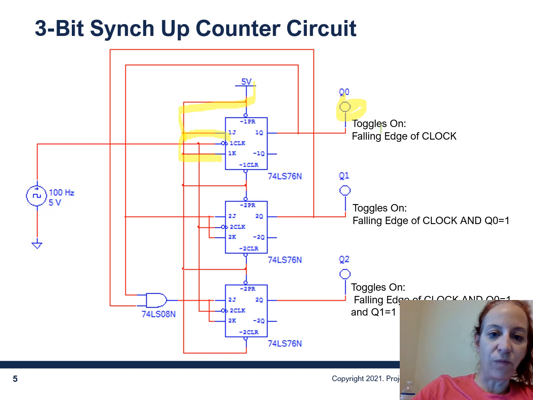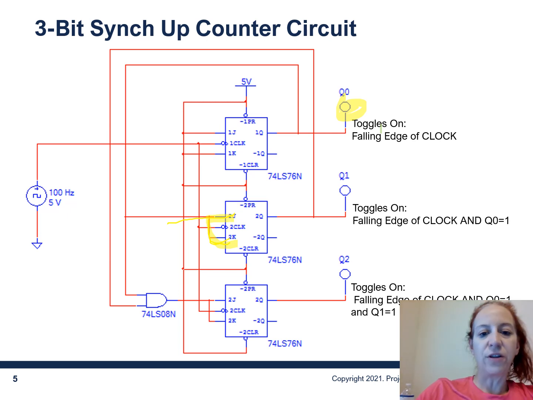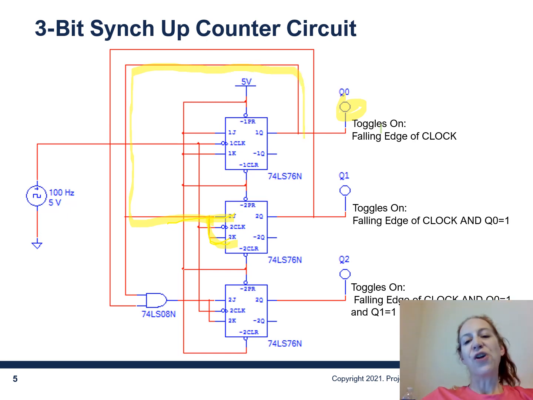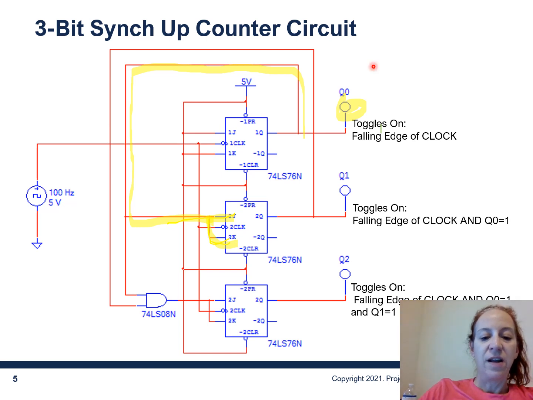Now, let's look at the next flip-flop. We're going to look at the JK on this flip-flop. There's J and there's K, and you can tell they're tied together. We're just going to follow that. That is actually tied to the output of the previous flip-flop. Remember that the previous flip-flop is toggling on and off with the clock, with just the falling edge.